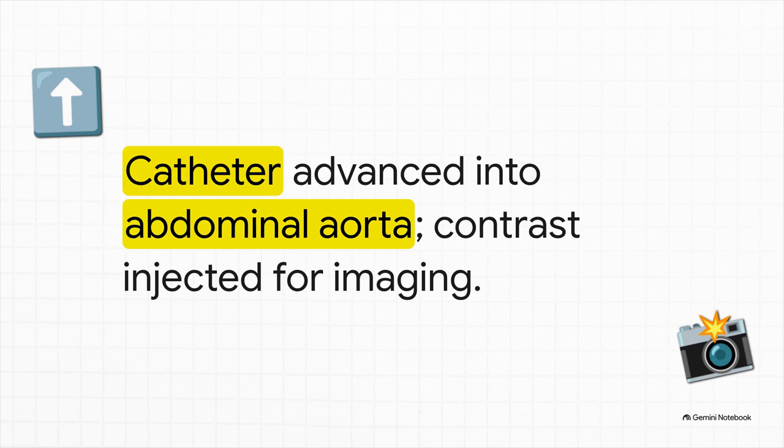Now, let's track the movement. For the first major step, the catheter is advanced from that right femoral access point straight upward into the abdominal aorta. At this central location, contrast is injected and imaging of the abdominal aorta is actually performed. So we are starting central and non-selective before branching out.